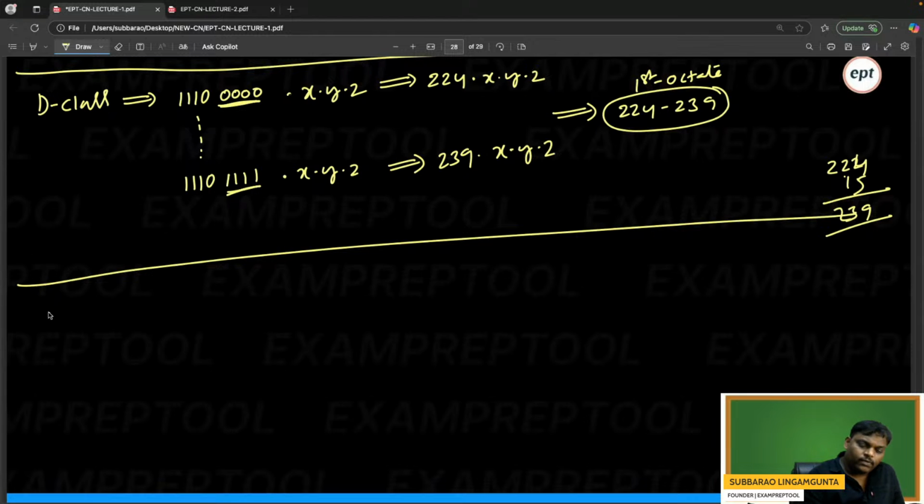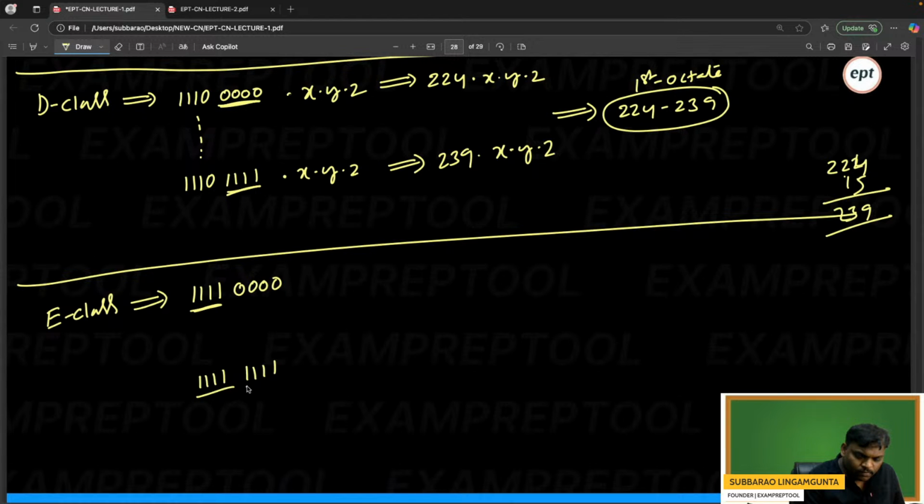Next one. Can you see the class E also? For E class, if you observe the first octet, it is 4 ones followed by 4 zeros, and the largest is 4 ones followed by 4 ones. The remaining is the same.